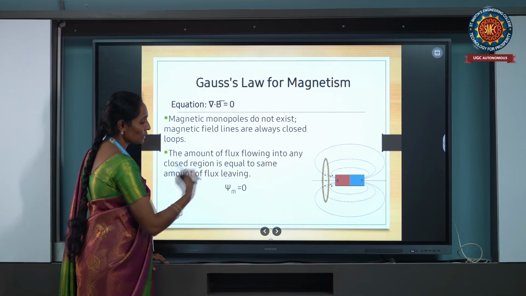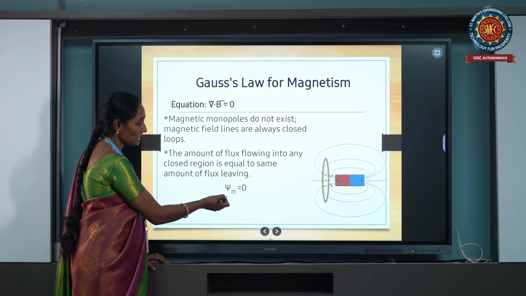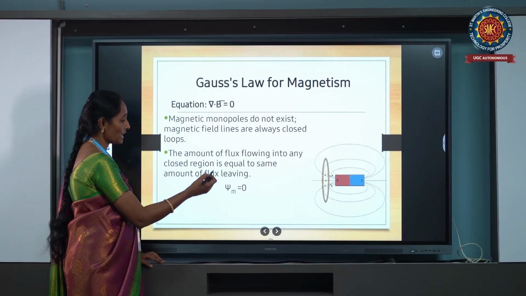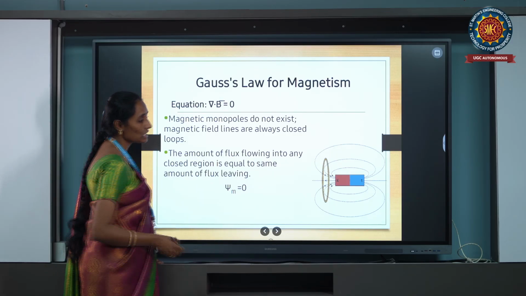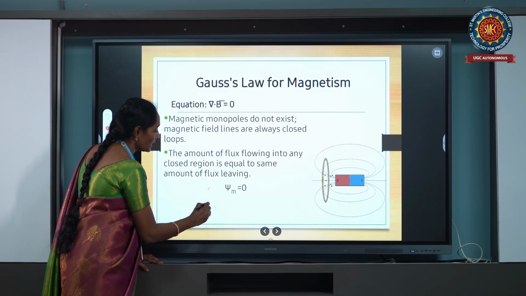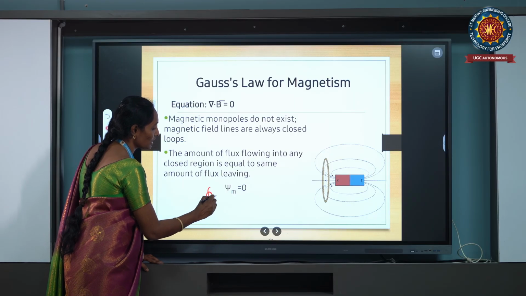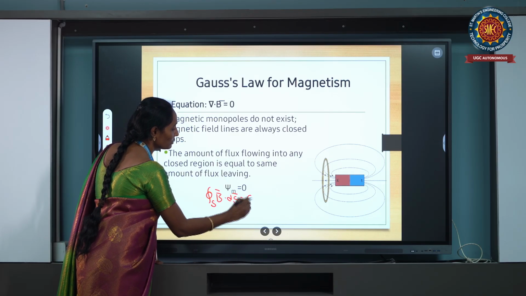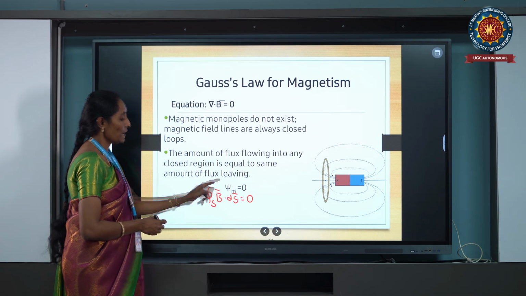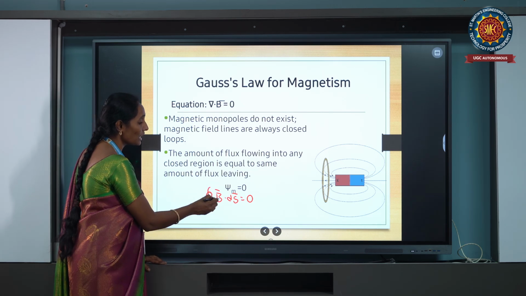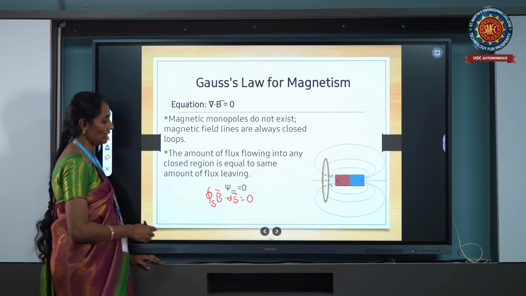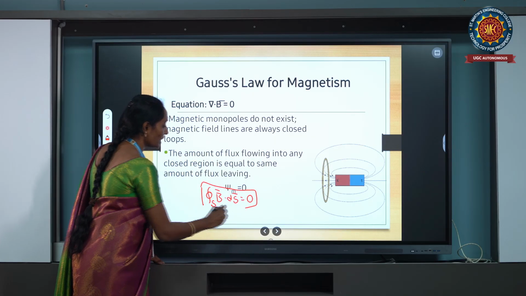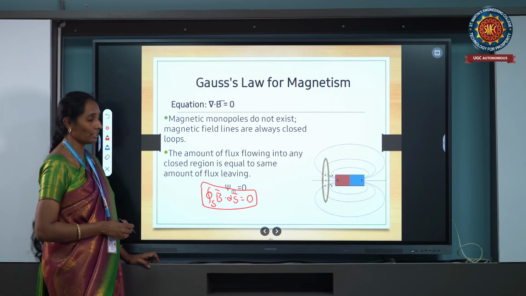So psi m is equal to 0. The psi m is nothing but the magnetic flux. The magnetic flux is represented in terms of flux density. Here also we are considering a closed region. The closed surface integration of B bar dot ds bar is equal to 0. So this is the magnetic flux represented in terms of magnetic flux density. So this is the closed surface integration. This is the integral form of Maxwell's third equation.